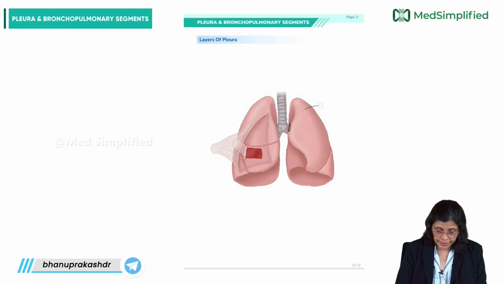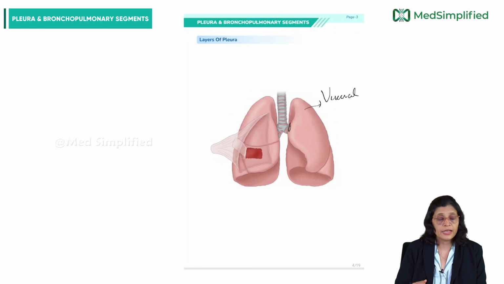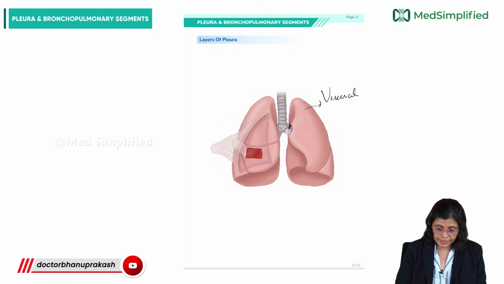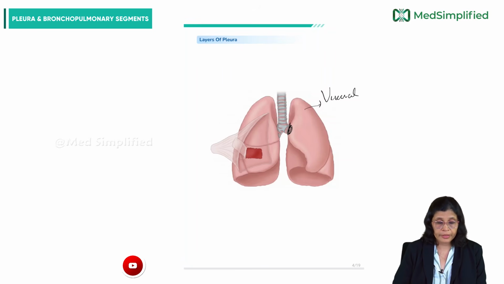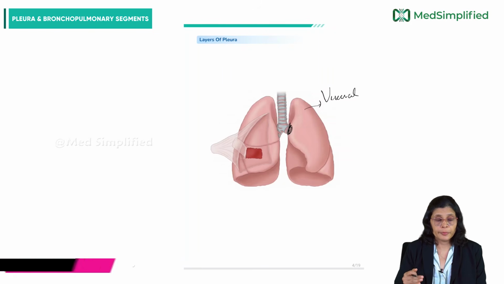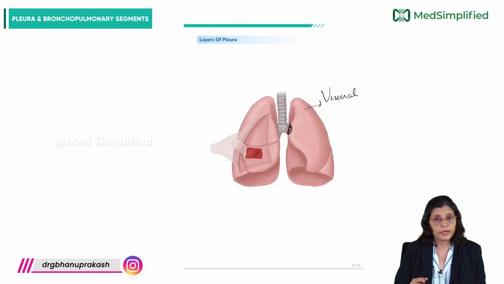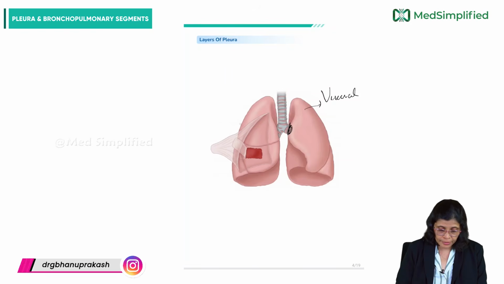So this visceral layer is firmly adherent to the surface. All the surfaces of the lungs are covered by this visceral pleura except at the hilum and along the attachment of the pulmonary ligament, where we do not see the visceral pleura. The rest of the area of the lung is covered by the visceral pleura, which also extends along the fissures of the lung. Then we have the parietal pleura.